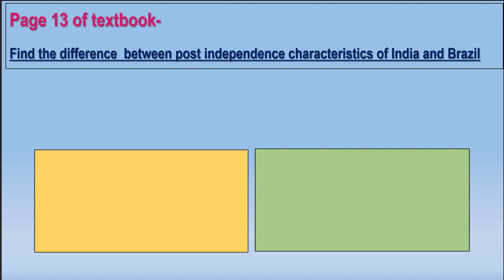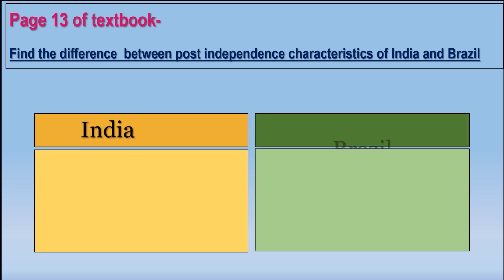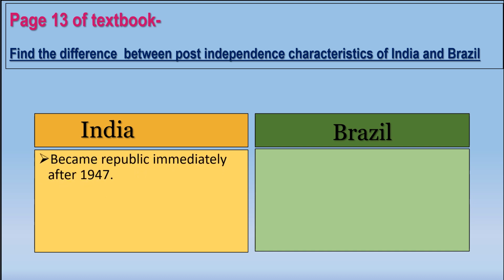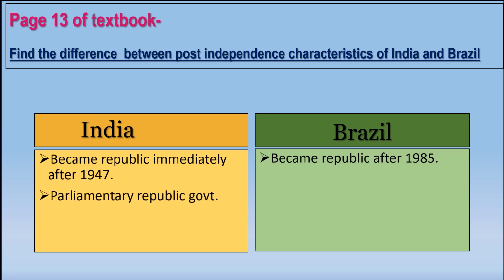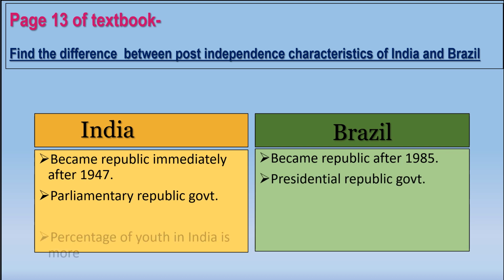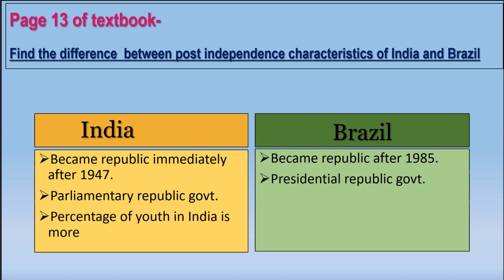We now move on to page number 13, where they have asked 2 questions. The first question, find the difference between post-independence characteristics of India and Brazil. So the first difference is India became a republic immediately after 1947, whereas Brazil became a republic after 1985. India has a parliamentary republic government, whereas Brazil has a presidential republic government. The percentage of youth in India is more, and in Brazil the percentage of older people is more.